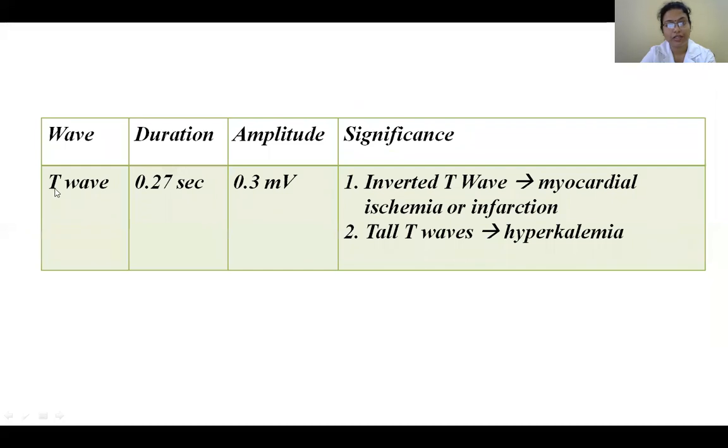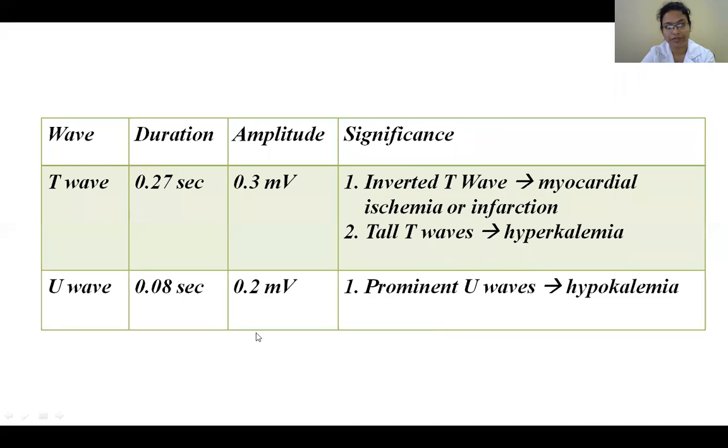Now next, T wave. The cause of T wave is ventricular repolarization. The duration ranges from 0.27 seconds and the amplitude is up to 0.3 millivolts. Now the significance of T wave is, in case of myocardial ischemia or infarction, you may see inverted T waves, whereas you see tall T waves in case of hyperkalemia.